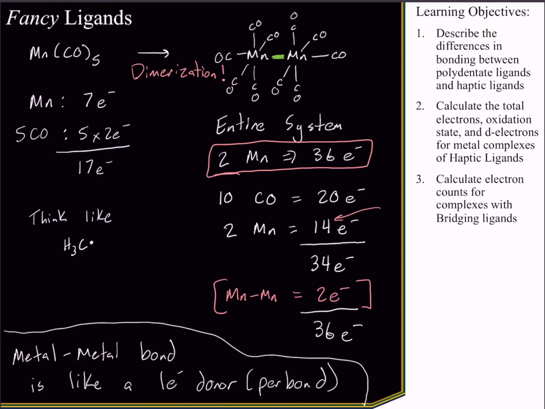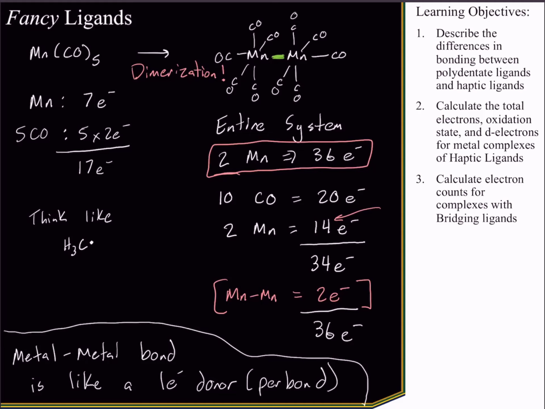Our next class, we're going to do more practice with electron counting. We're going to have a bunch of complexes that we dig into, complexes that have polydentate ligands, complexes that have haptic ligands, complexes with bridging ligands, and complexes with metal-metal bonds. And so you're going to get practice with this.